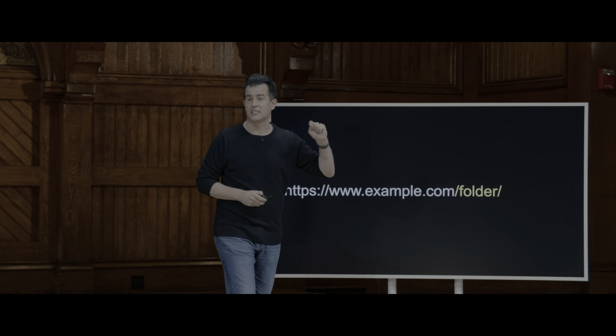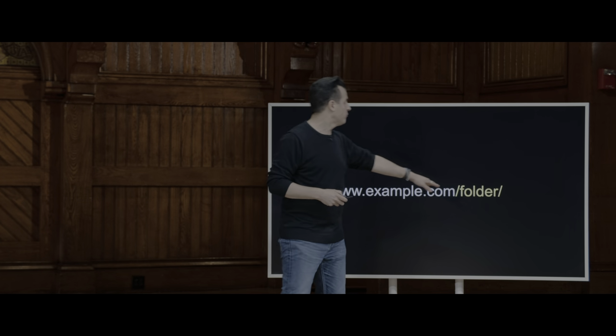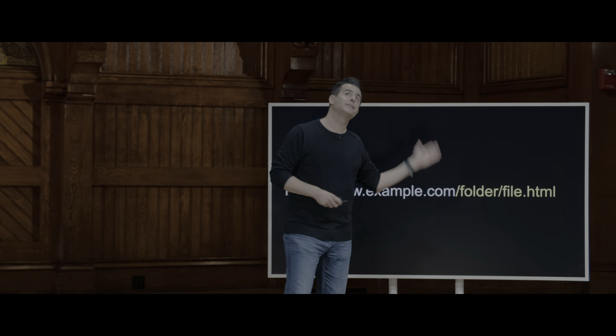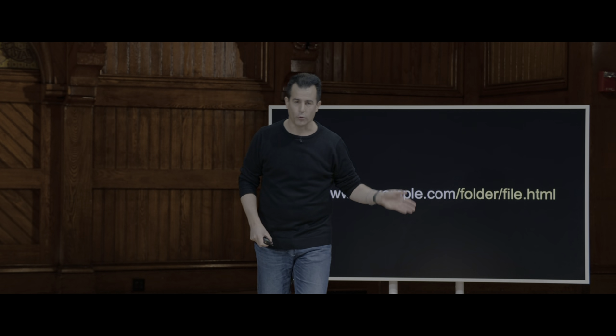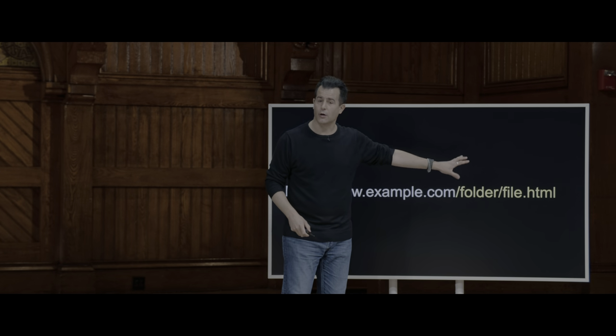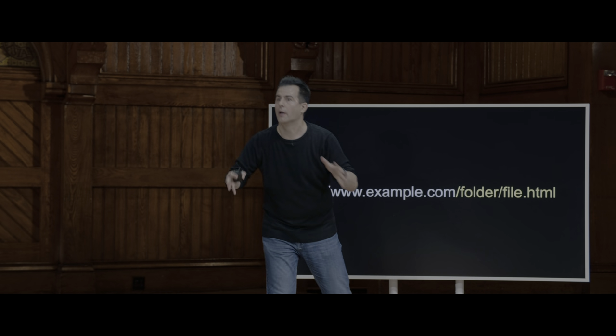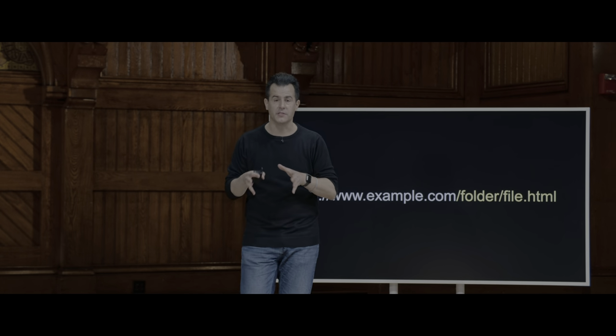You might instead see slash folder, maybe with a slash, but that generally represents a folder on the server. And sometimes there are, of course, files in folders. So all of the stuff you're probably familiar with on Macs and PCs and even Google Drive and the like, those same semantics exist in the context of URLs. So there's a mapping between this URL and something on a hard drive somewhere on some server.